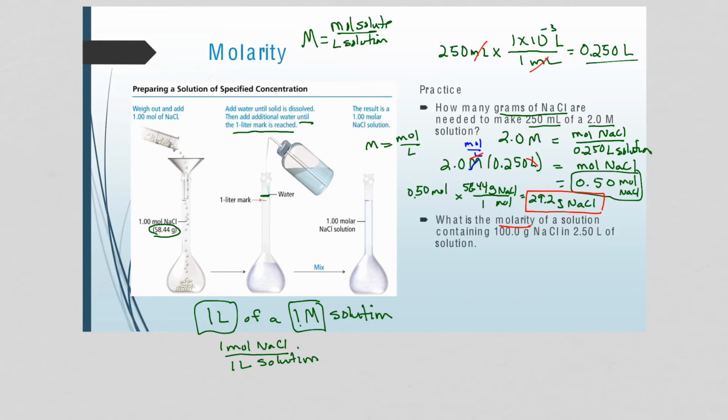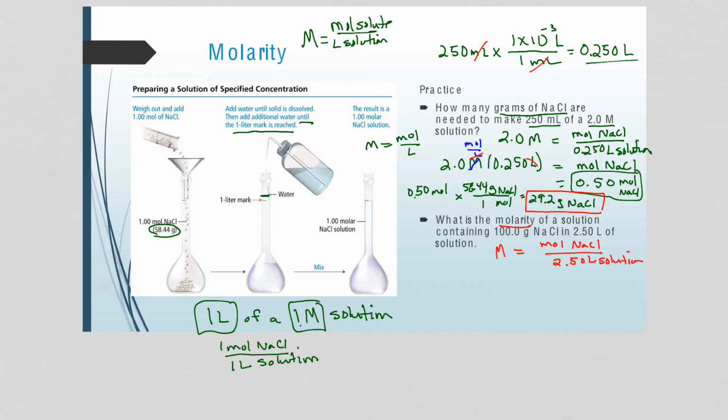We're told the amount of solute in grams, and we're told the volume of solution. So our target here is molarity equals moles of sodium chloride over 2.50 liters of solution. So my target here is my molarity, but I don't know the moles yet, but I do know the grams.